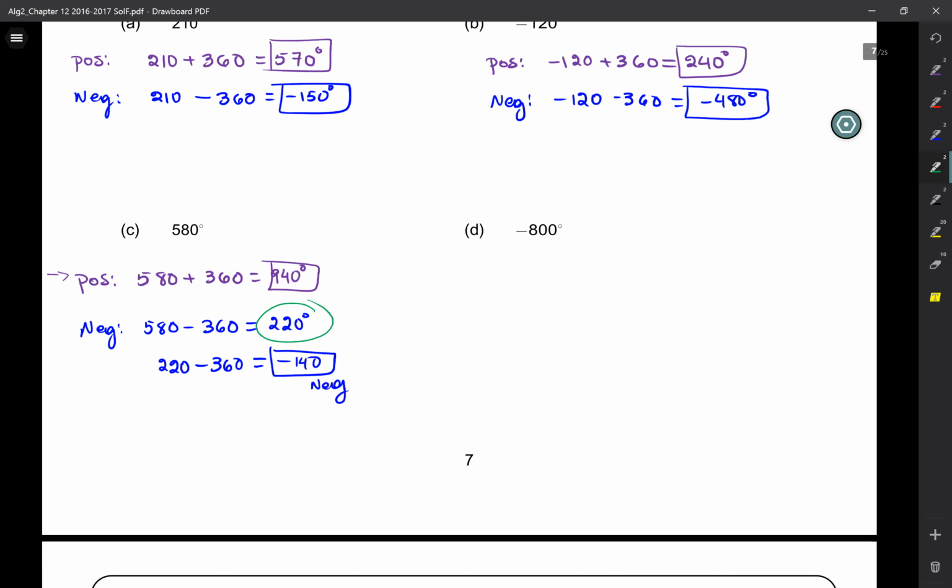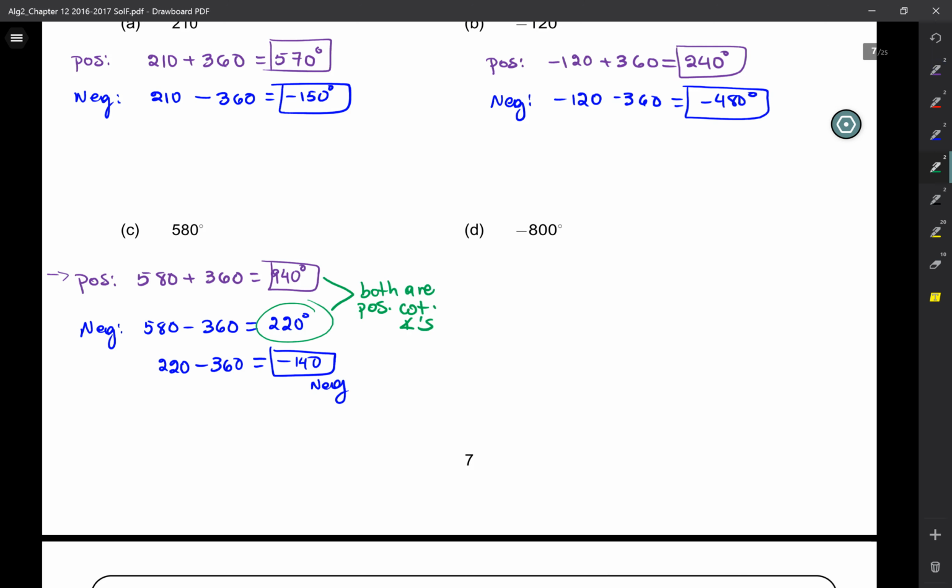There's really not one right answer. There are multiple coterminal angles. So both of these are positive coterminal angles.